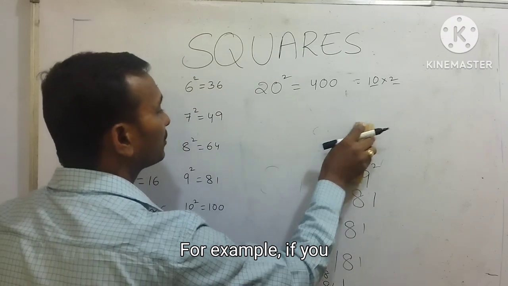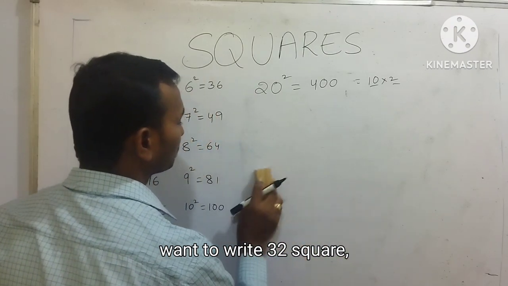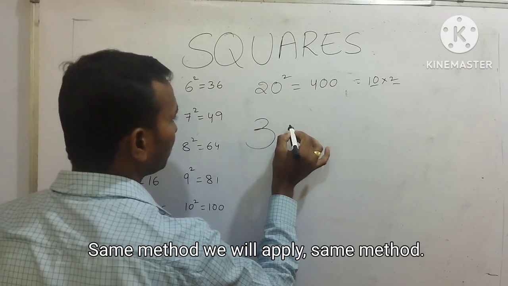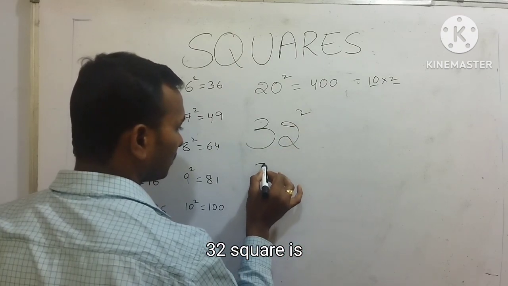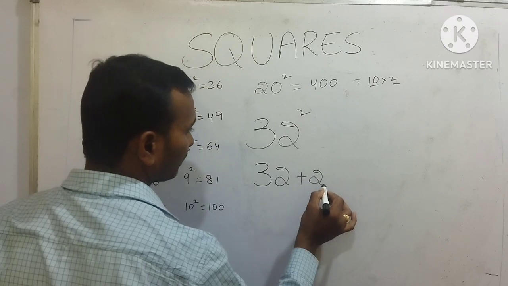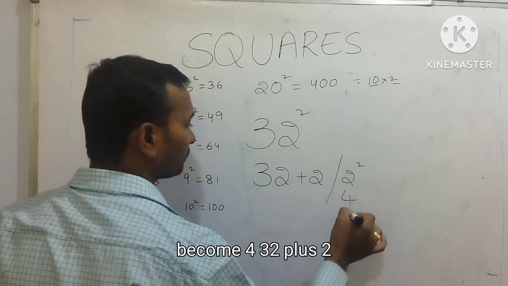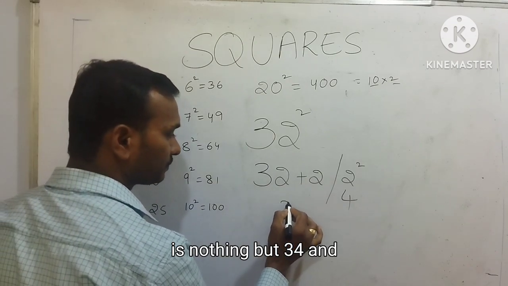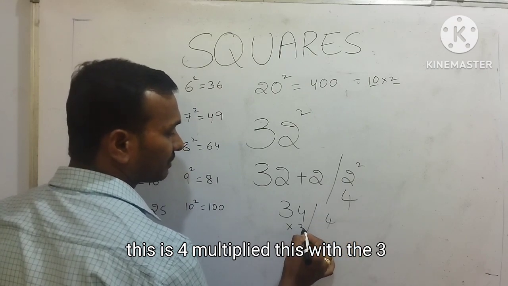For example, if you want to write 32 square. Same method we will apply. 32 square is nothing but 32 plus 2. This is the first part. The second part is nothing but 2 square, that becomes 4. 32 plus 2 is nothing but 34. And this is 4. Multiply this with 3.